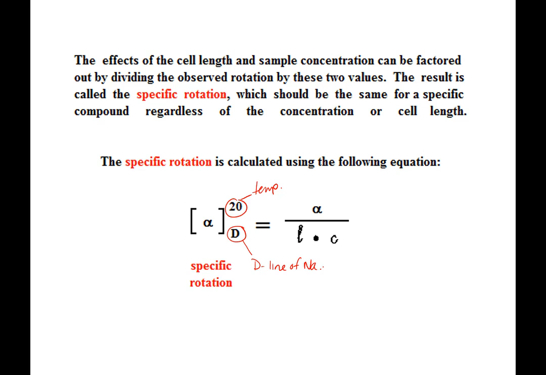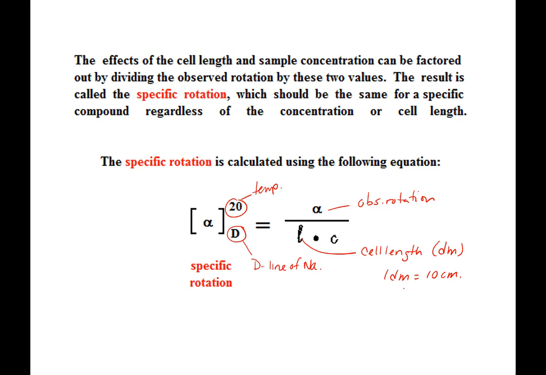So the specific rotation equals our observed rotation that we get from the instrument, divided by L, which is the cell length, in decimeters, where one decimeter equals 10 centimeters. And most of these instruments, ours are set up so that typically the cell lengths are about one decimeter, because then that just makes the math easy. There's longer ones. There's 2 decimeter cells. And then there's very small cells that are used for research grade instruments, which we don't have.